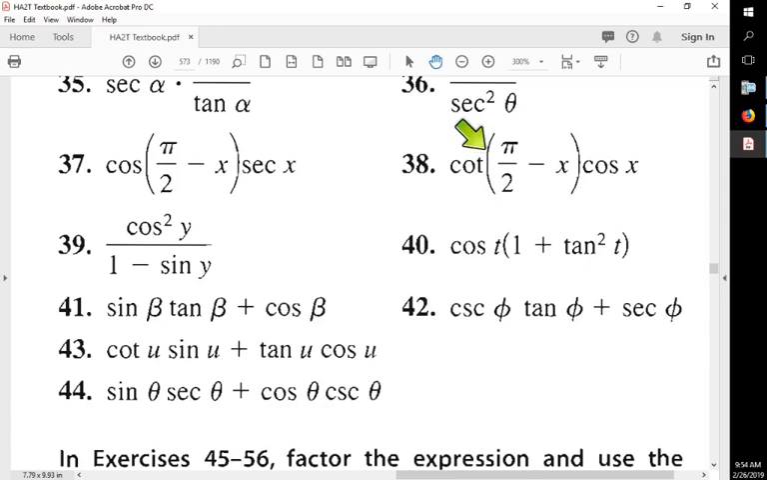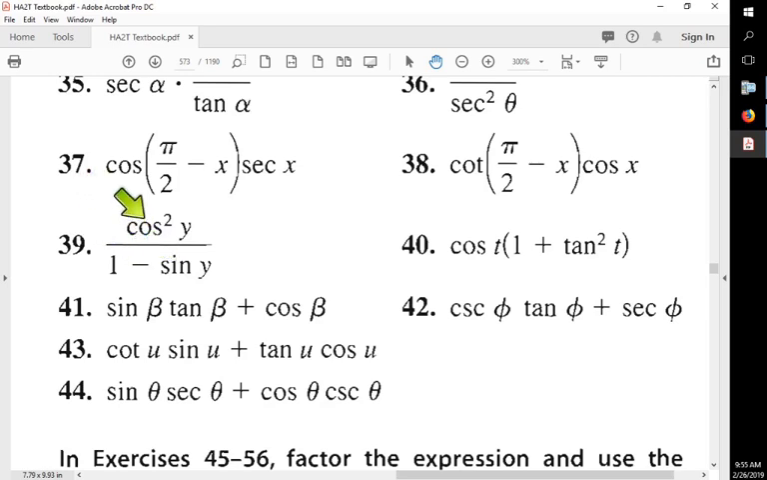Co-function identity. So if you're not sure what that is, you have to look it up. I can't tell you everything. This one right here, I have a 1 minus sine. That is not a Pythagorean identity, even though you would think it was because you see the 1 minus. You're like, oh, Pythagorean. And then you're like, wait a second. It's not squared. So you can't do it.